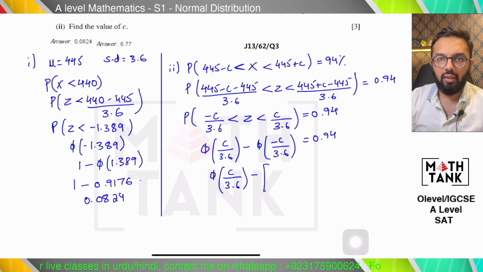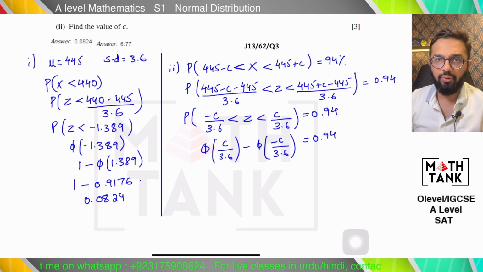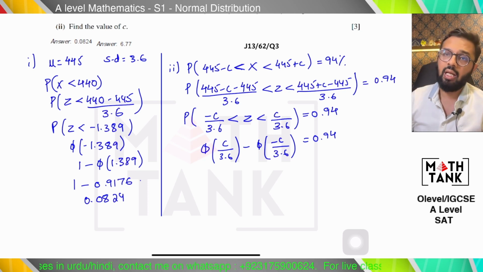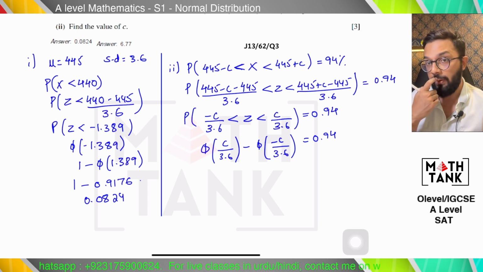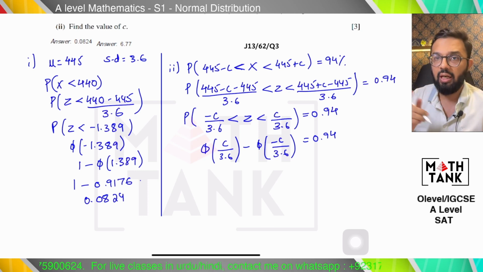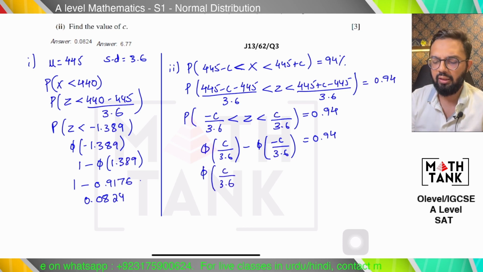I will change this negative to a positive. So far, I've converted both to z by subtracting the mean and dividing by the standard deviation on both sides. Then I apply phi of b minus phi of a as a rule for the normal distribution. If I really want to do phi inverse, I'll have to make sure that the phi's are combined together. The only way I can do that is by converting this negative into a positive. And how do I do that? I subtract from 1.